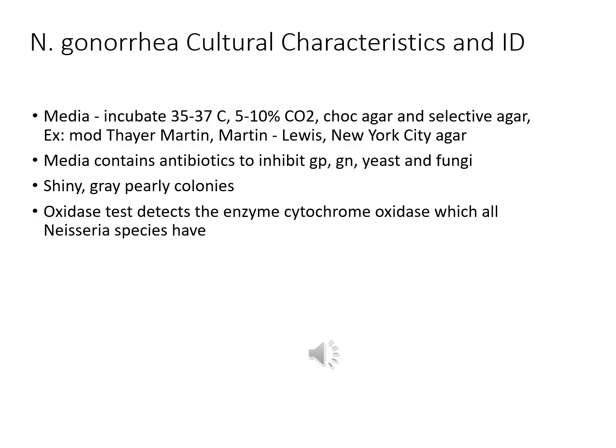And there are selective agars specifically for the recovery of Neisseria, and those include modified Thayer-Martin, Martin-Lewis, and New York City agar. Most of those media will contain antibiotics, which will help to inhibit the growth of other gram-positive organisms and other gram-negative organisms, and yeast and fungi. When we do get growth on the plates, we typically will see a shiny gray, pearly-looking colony, and we'll also do an oxidase test. And the oxidase test will detect the enzyme cytochrome oxidase, which all Neisseria species have, so your oxidase will be positive.